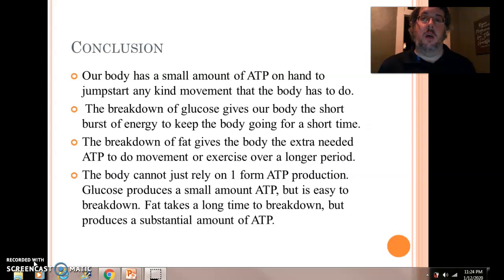The body can't just rely on one form of ATP production. It has to use all of them, because if you try to just rely on the glucose, it falls short because of the low yield. And if you try to rely on just the fat breakdown to form ATP, you would run out of energy because it takes longer to produce the ATP that the body needs to continue.